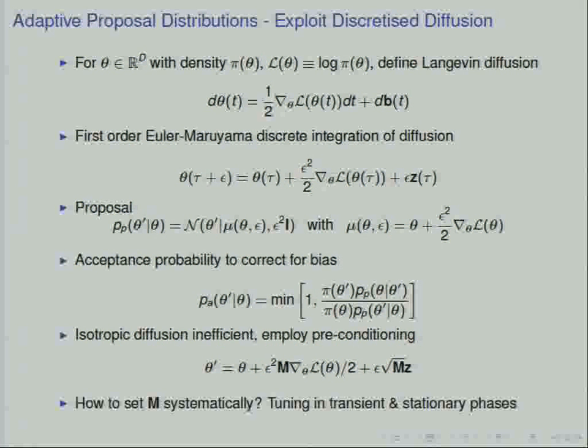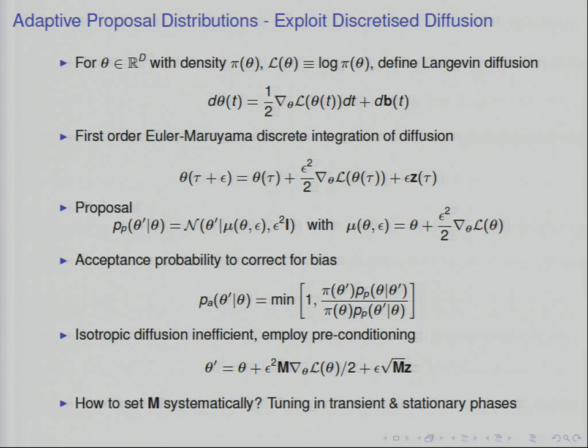Now the problem is, how do we set M? This is a matrix now. It's no longer one parameter. How do we do this in a systematic way, right, without any engineering ad hocery? And being a mechanical engineer, I think I'm quite entitled to talk about engineering ad hocery.